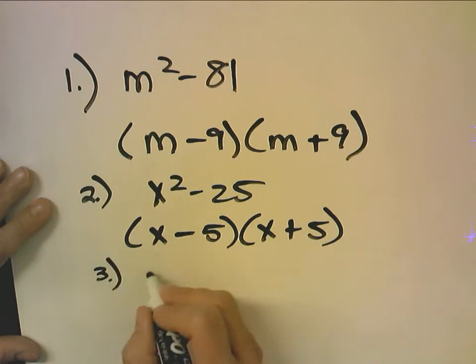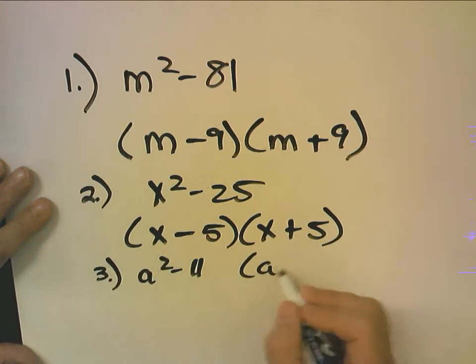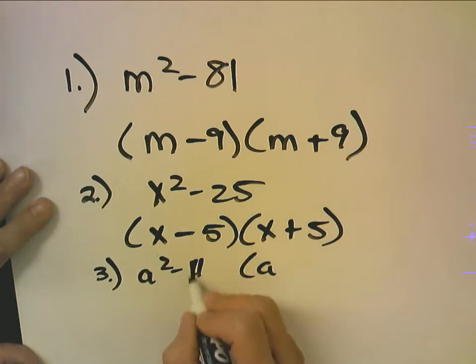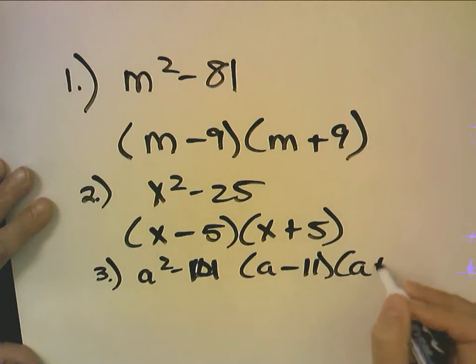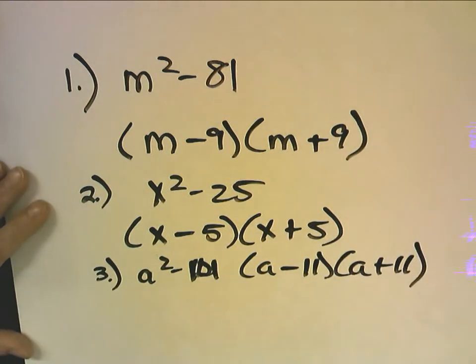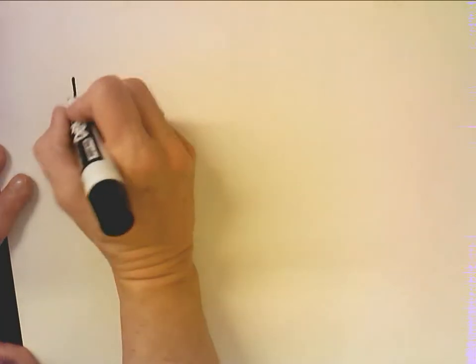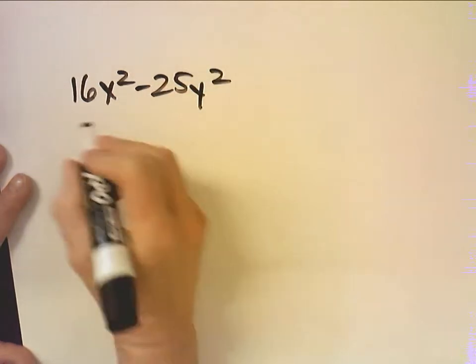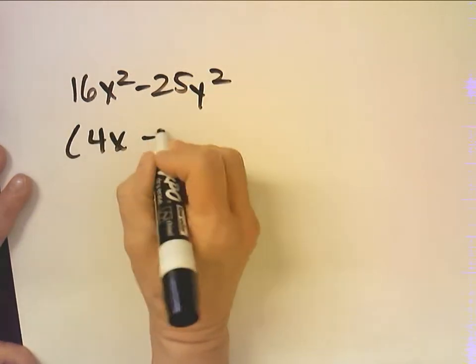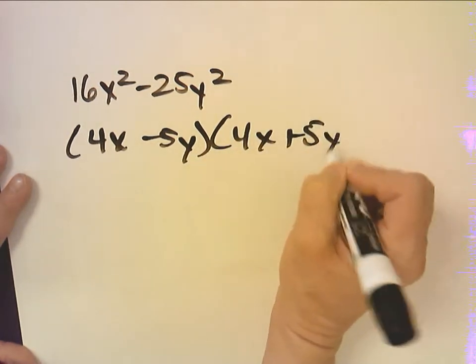Number 3, a squared minus 121. That becomes a minus 11 times a plus 11. Okay, now let's try the ones at the bottom of page 40. So 16x squared minus 25y squared, 4x minus 5y times 4x plus 5y.